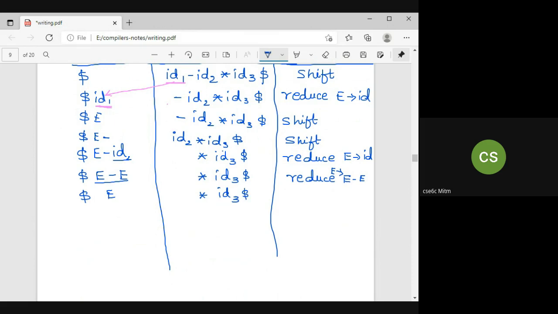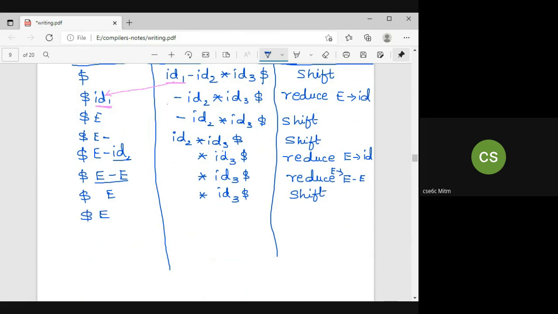Again check this string or substring. Here you should check the entire string or the substring, to see if it can be reduced or not. E is not there in any body of the production, so we'll take the action of shift.